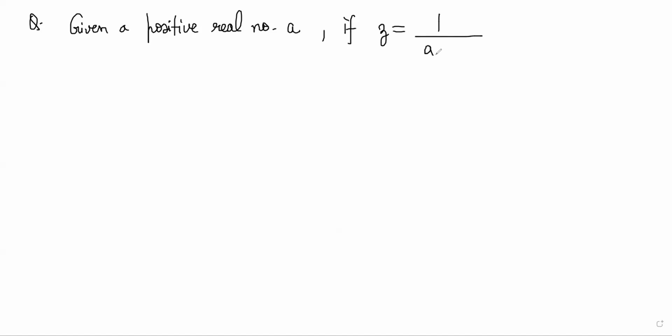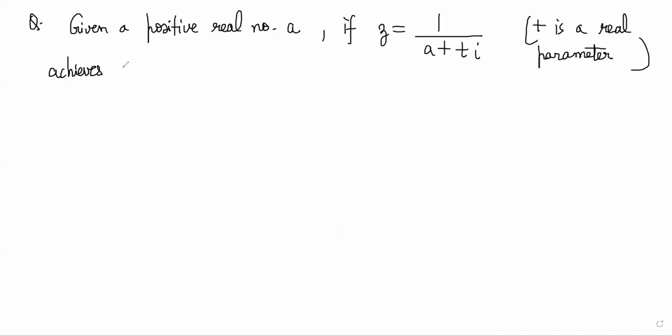We are given a positive real number A. If Z is equal to 1 by (A plus Ti), where T is a real parameter, achieves a maximum value of 2 for mod of Z minus i, find A.